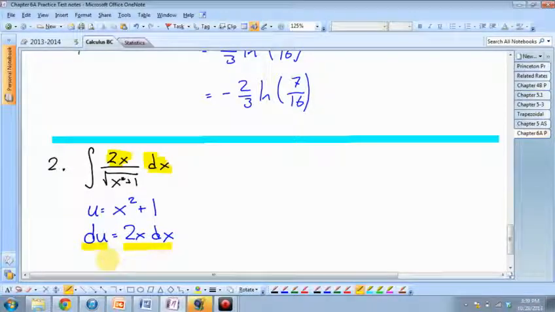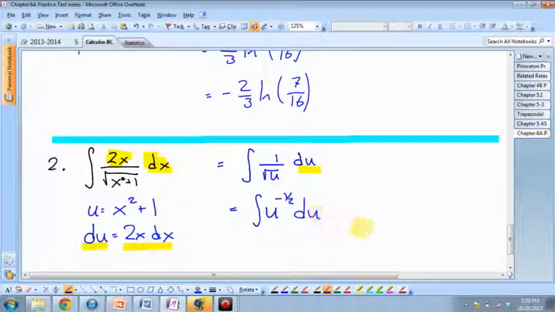So we can trade that for a u, or du. So that's equal to 1 over the square root of u, times du. See everything that got done. And then this is just a regular power rule for integration. That's the integral of u to the negative 1/2 power du.